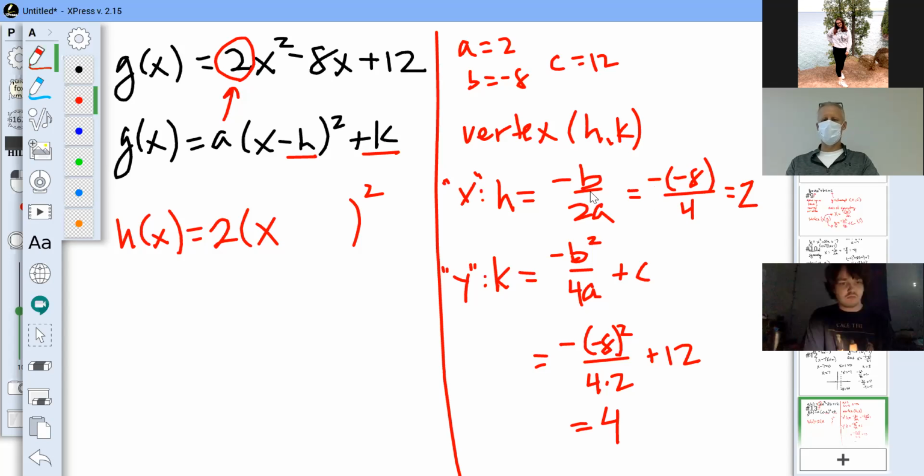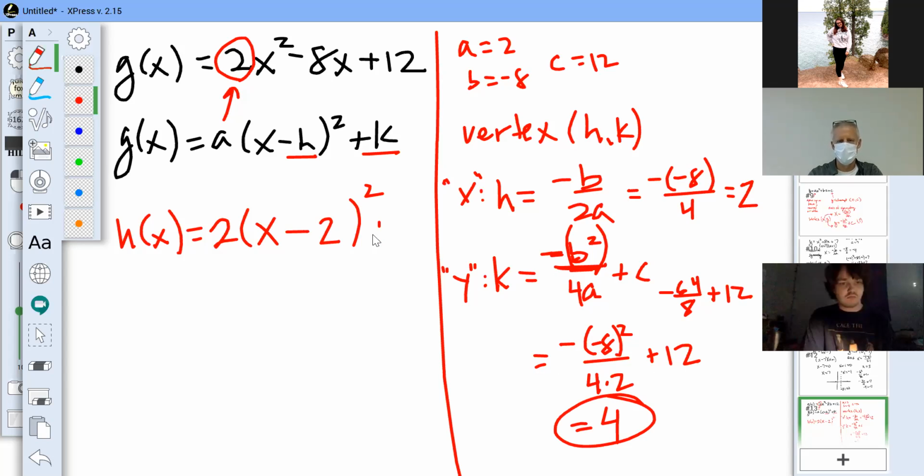So when you do minus b over 2a, you get the opposite. Negative 8 over 4 is 2. Minus b squared, so 64 over 8, the opposite of that is negative 8, plus 12 is 4. So you've got to be careful with this one. You're squaring b, but then you're taking its opposite. So negative 64 divided by 8 plus 12 is 4. And there's your vertex form.